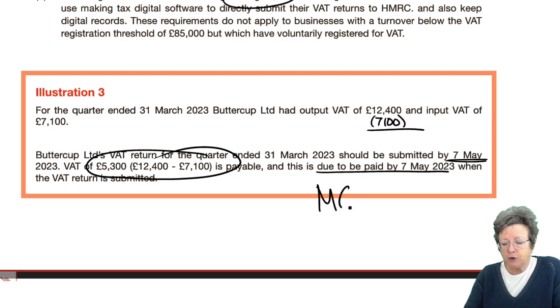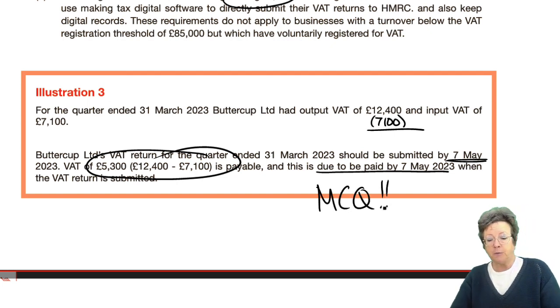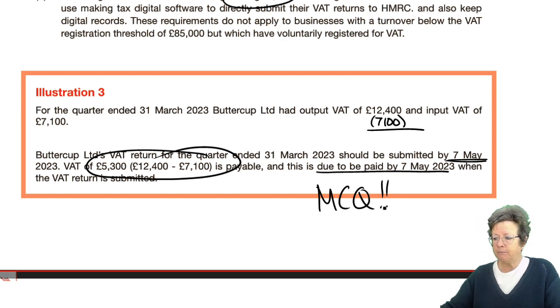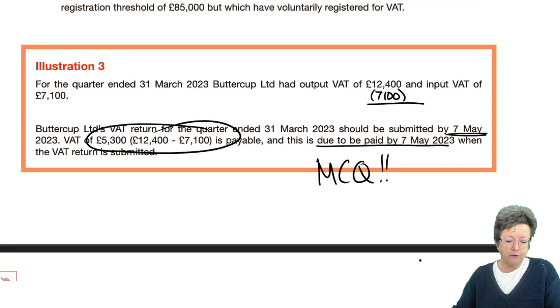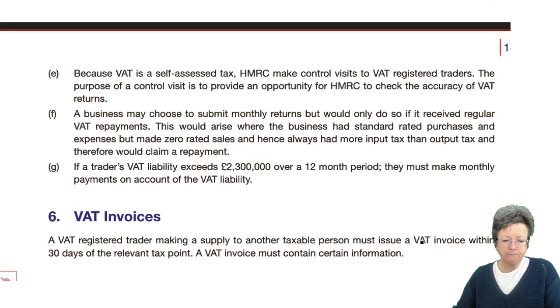Again, multiple choice questions shout out there, don't they? If Buttercup had output VAT of 12,400 and input VAT of 7,100 for the quarter ended 31st of March, what is the VAT that they must pay and on what date? You can see that quite clearly is going to be a question.